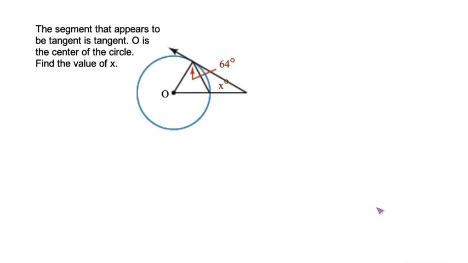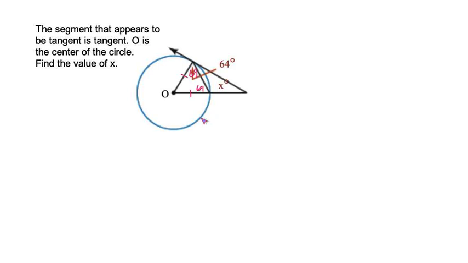In this next example, notice it says that the segment that appears to be tangent is a tangent. O is the center of the circle, and we're looking for the value of x, which is an angle measure. Now, the thing that you might not notice right away is since this angle is 64, I know that this is an isosceles triangle because radii of the same circle are going to be congruent. So if that angle is 64, then this one would have to be 64 as well.